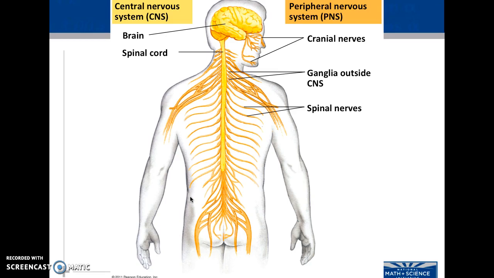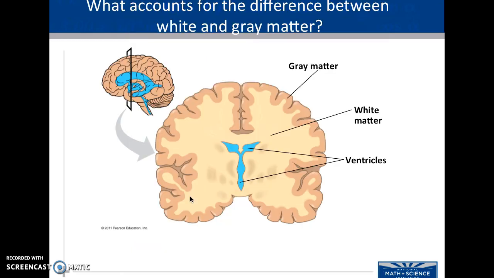We've talked about this division. Make sure you know it. We have two types of matter in our brain. We have our gray matter and we have our white matter. There's also ventricles, which are space. Take a minute to look up the difference between gray and white matter, because we will address this question when I see you in class.